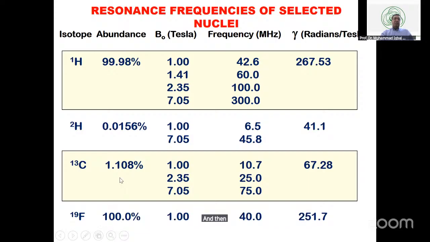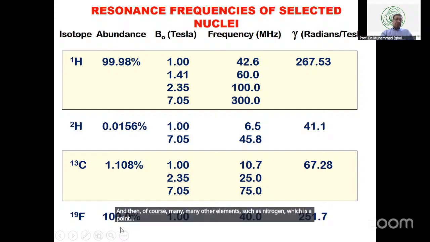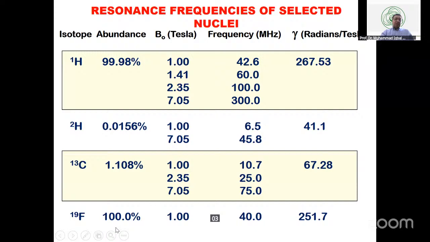And then, of course, many other elements such as nitrogen, which is 0.036, and oxygen, which is even less. So don't worry about the natural abundance. It is just shown for your understanding that the more abundant the element, the stronger the signal you would get, because you naturally have more population.